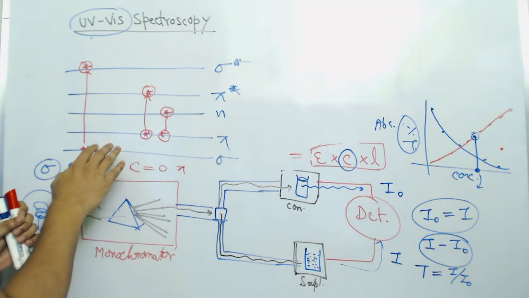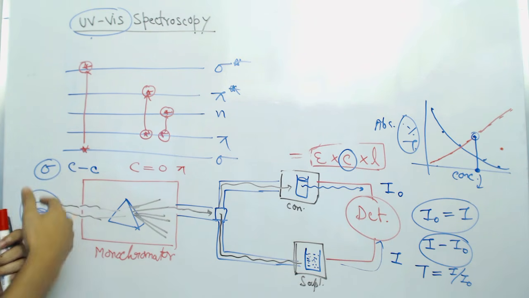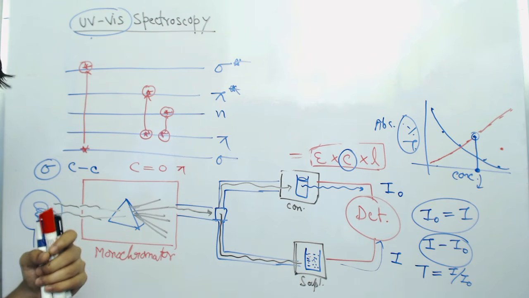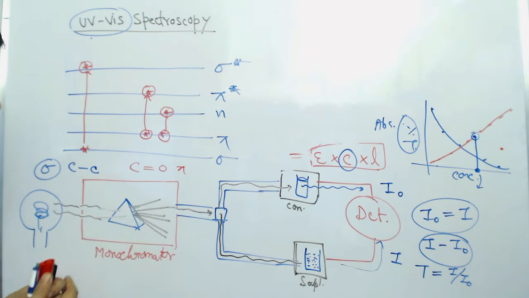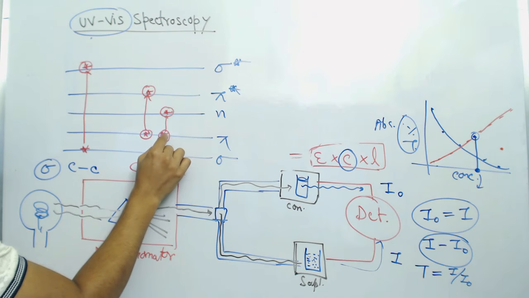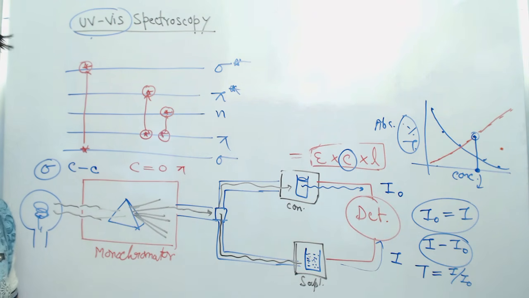Now, if the wavelength of light is shorter, that means very high frequency, high energy, for a sigma bond, it will directly jump to the sigma star. But for a pi bond, with comparatively less energy, it cannot push the electron from pi to pi star. Instead, it will push from pi to the non-bonding orbital. And that's how the whole thing works.